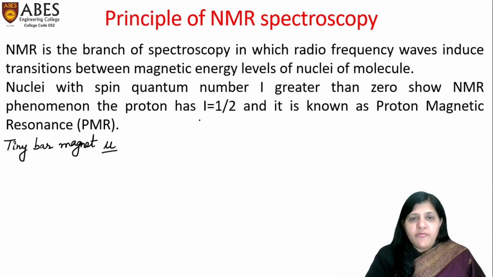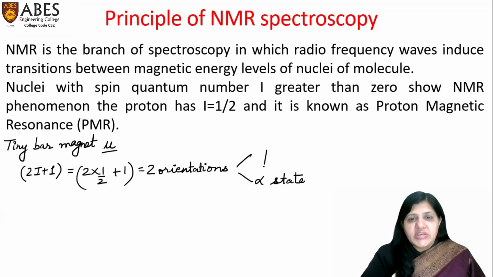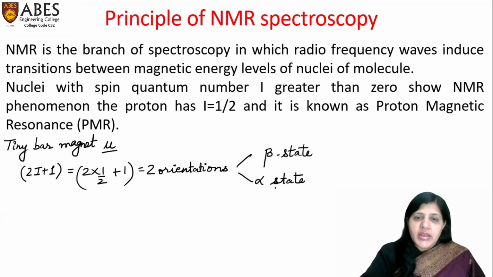Proton has an I value of 1/2. Therefore, it can show 2I plus 1 orientations. That is, the magnetic moment of proton can show 2I plus 1 orientations, which means it can show two orientations or two alignments. These two orientations are known as alpha state and beta state. These alpha and beta states represent the alignment of the magnetic moment of the proton.